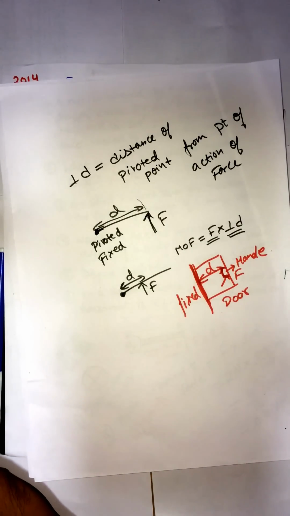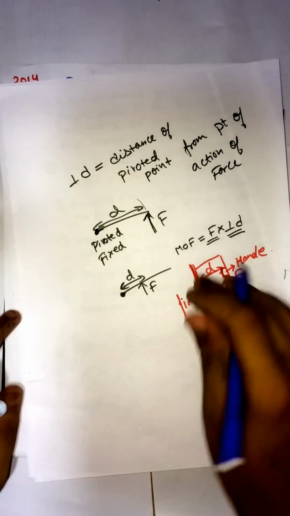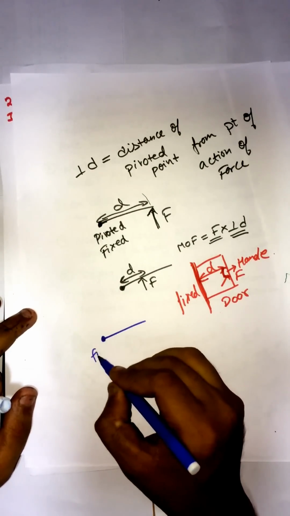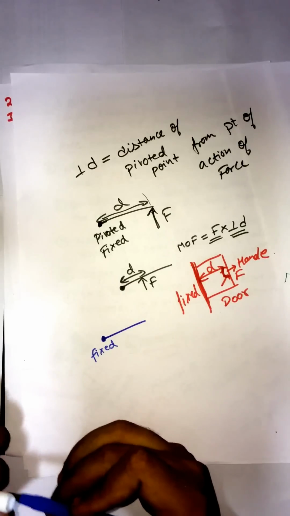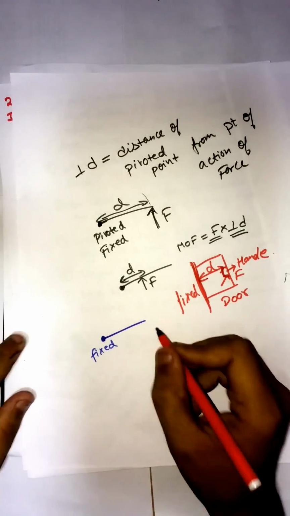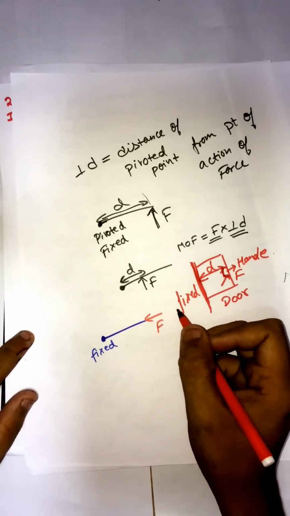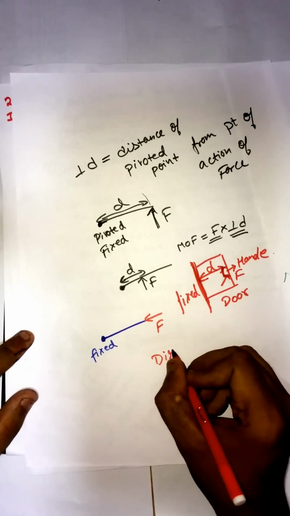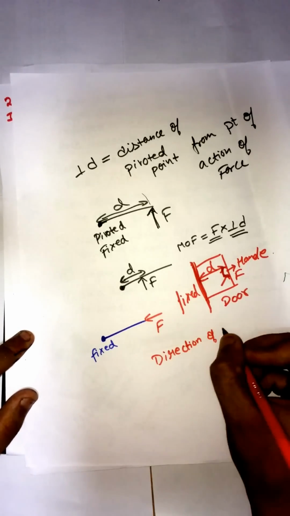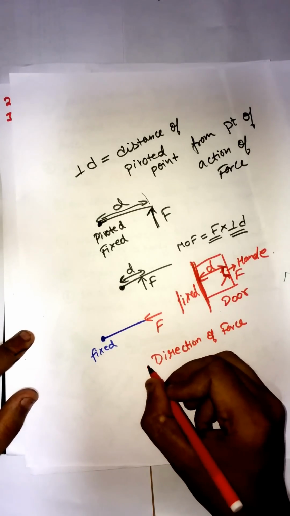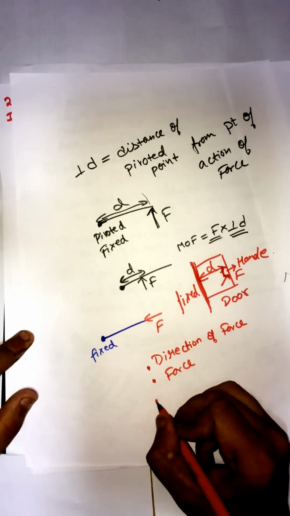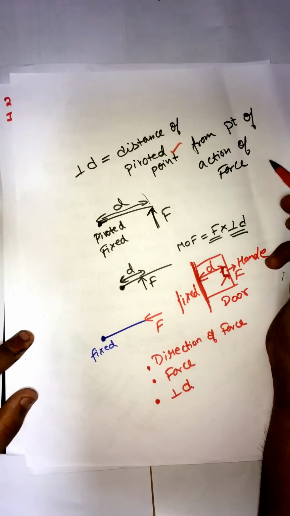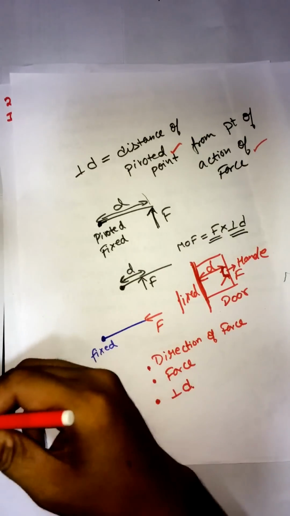But wait a minute, it somehow also depends upon the orientation of force. If I want to rotate this body, which is fixed like this over here, what will happen if I apply the force like this? Will this body rotate? No, because you are pushing it. It won't rotate. So it also depends upon the direction of force. So what are the factors? Direction of force, the force itself, and what? The perpendicular distance between the pivoted point and the point of action of force.